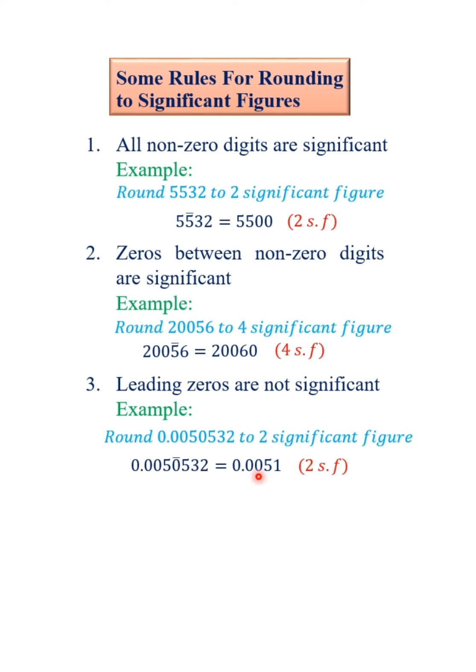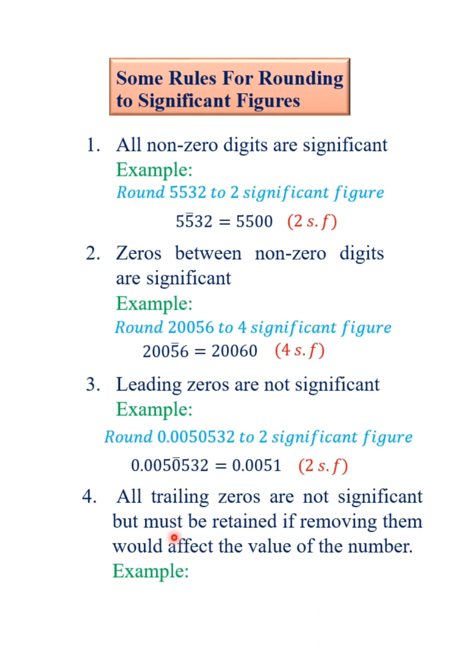And the answer is 0.0051. It's different from this zero because this zero changes the value of this number, so it has to be there. However, any other zeros in front of this do not change the value of this number, so we do not need them. The significant figure we needed was the second one, and we've got it, 5, 1.